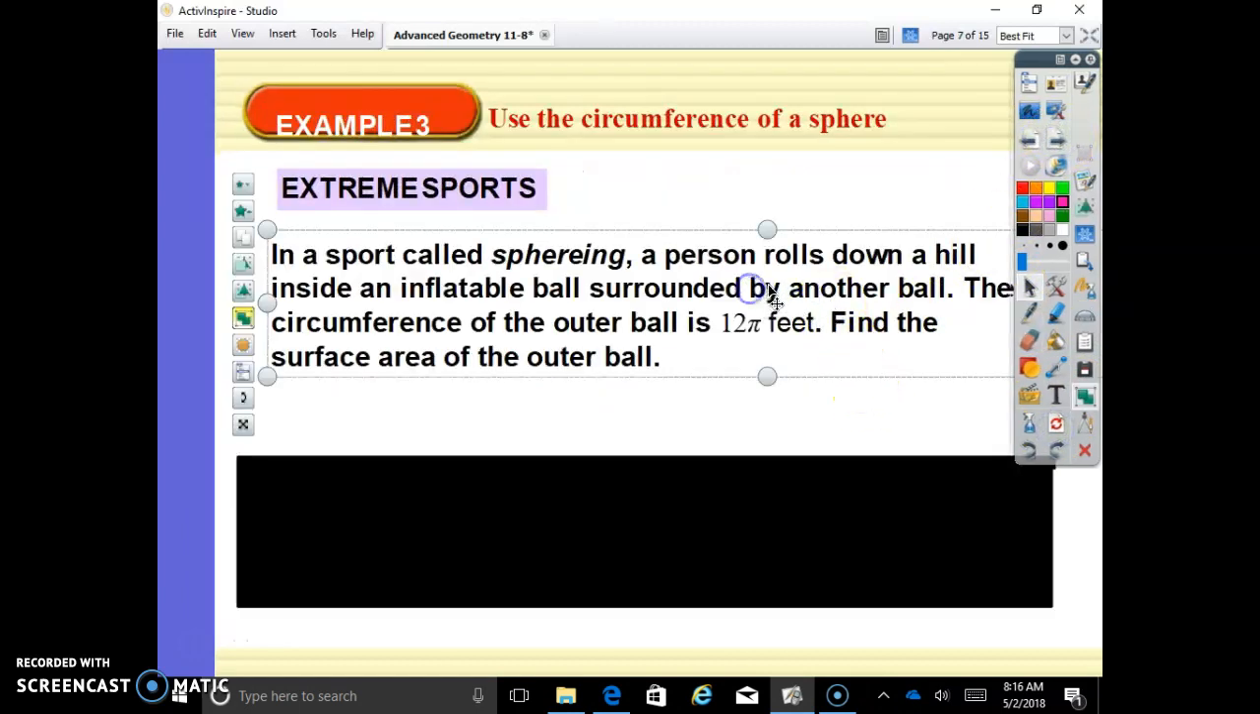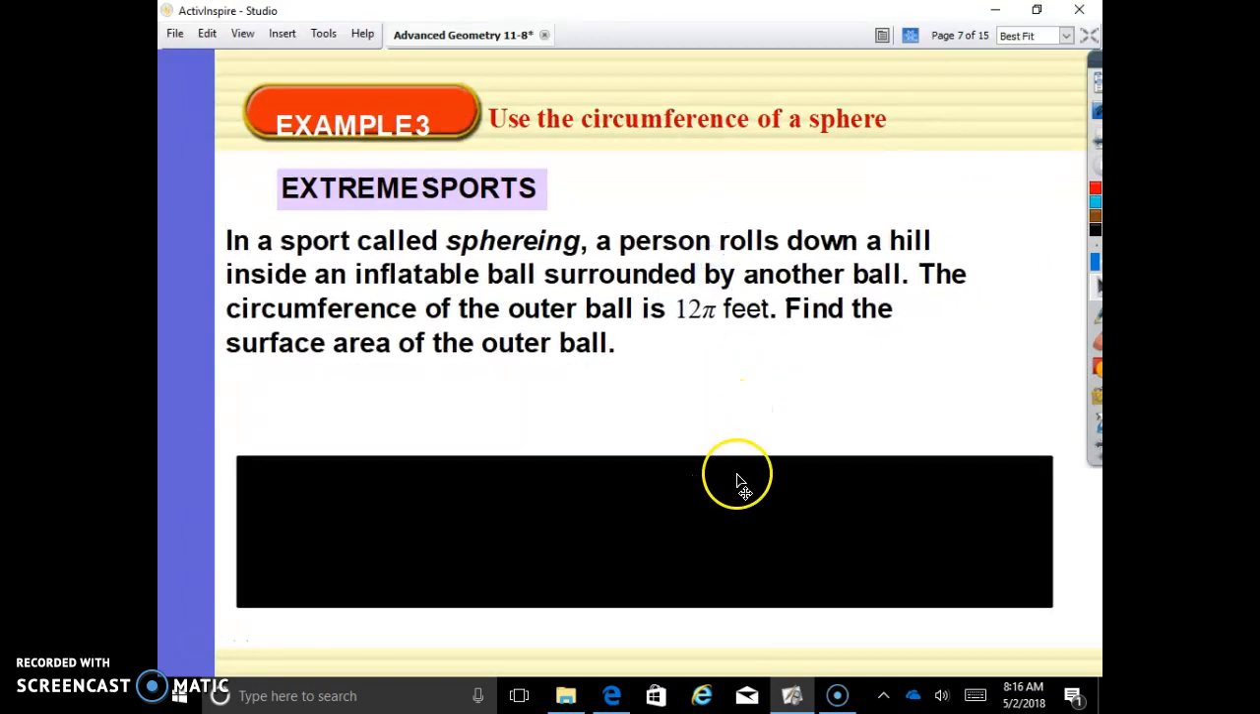All right, so in a sport called spearing, a person rolls down a hill inside an inflatable ball surrounded by another ball. The circumference of the outer ball is 12 pi feet. Find the surface area of the outer ball. So the first thing you're thinking is, what is spearing? Without even knowing what spearing is, you can just use the context clues. It says a person rolls down a hill inside an inflatable ball. So all we're talking about is an inflatable sphere surrounded by another ball. The circumference of the outer ball is 12 pi feet. So we know we're dealing with spheres, and we want to know the surface area of a ball with a circumference of 12 pi.